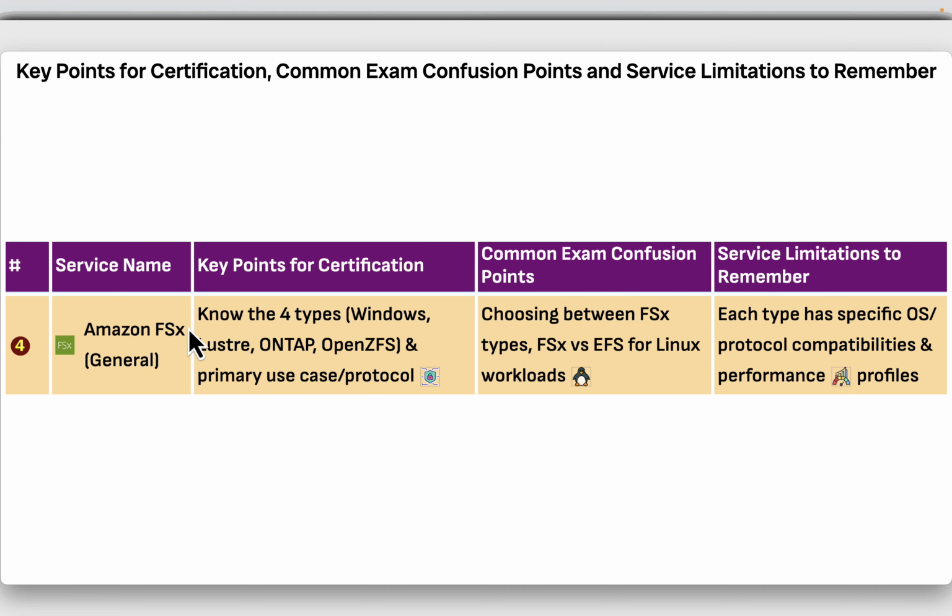Next, we have Amazon FSx in general. I will come to all of them individually next. So first is to know the 4 types. We have Windows, ONTAP, OpenZFS, and Lustre. So these 4 are the primary choices. The exam may ask you to choose between FSx types, or FSx versus EFS for Linux workloads. And limitation: each type has specific operating system and protocol compatibilities and performance profiles.